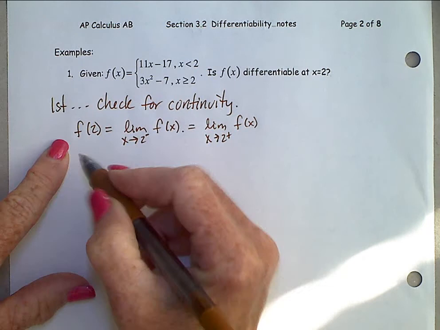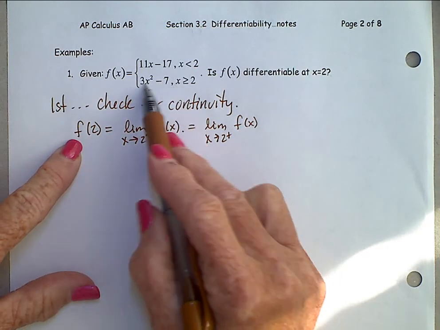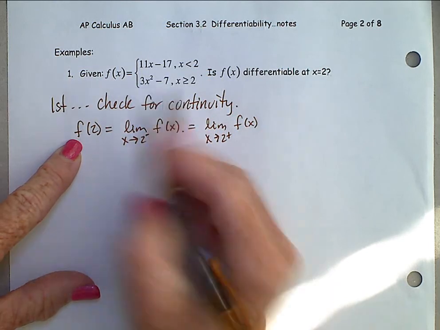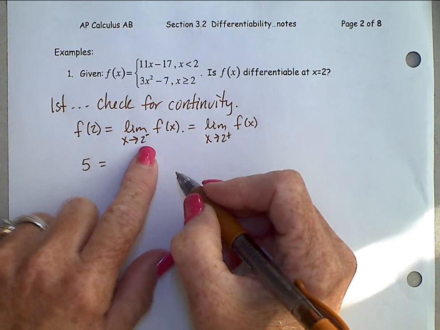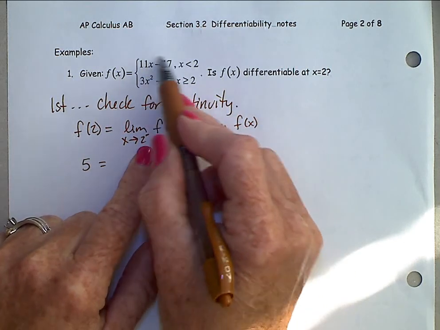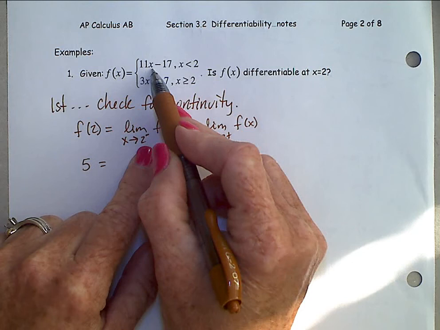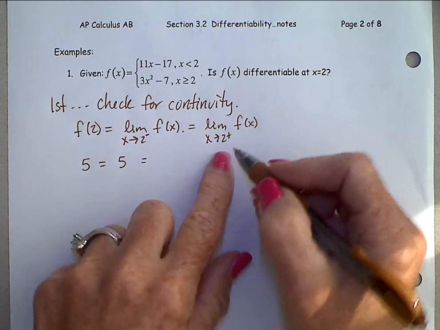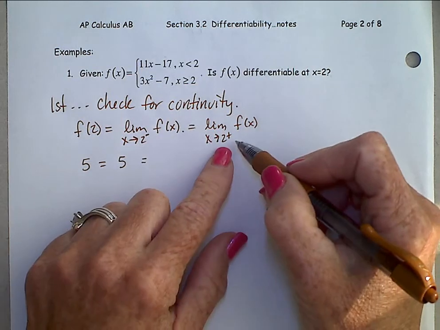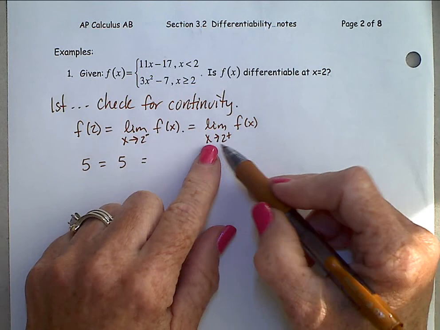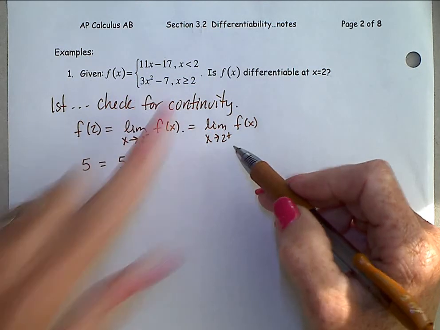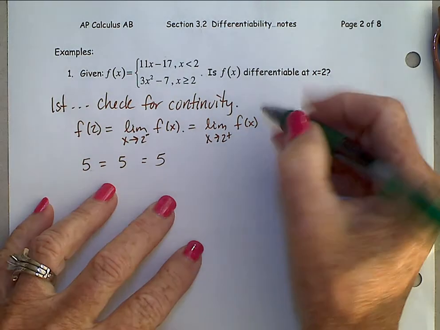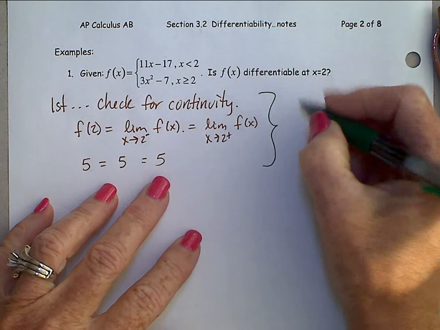All right, f of 2. 2 is defined in this piece, so 3 times 2 squared, that's 3 times 4, 12, minus 7 is 5. The limit from the left side of 2: this is the piece that's on the left side of 2. 11 times 2 is 22, minus 17, also 5. And let's hope this is the same, or hope it's not the same, then we're done, because then it's discontinuous. But if we plug in 2 from the right, that's right here, that is also 5. Since all three of these are the same, then we know that this function is continuous at x equals 2.